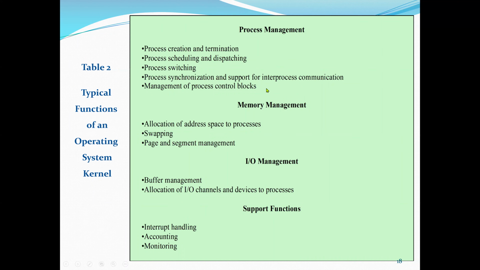So this is a typical table showing the functions of an operating system kernel. We have process management, which includes process creation and termination, process scheduling and dispatching, process switching, also process synchronization and support for inter-process communication, and also management of process control blocks. In our next lectures, we may go into more detail about this section.